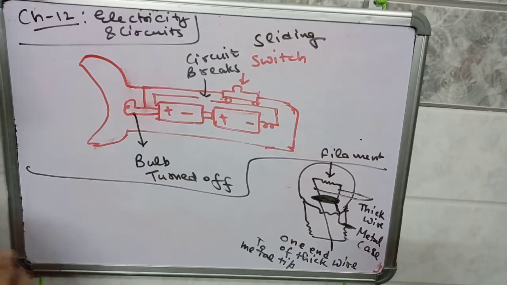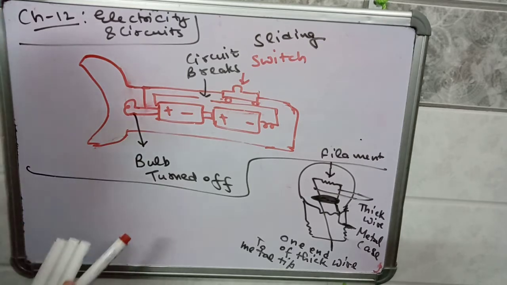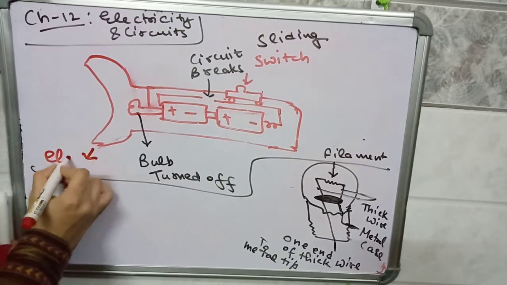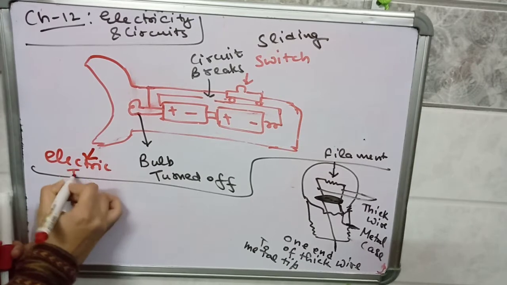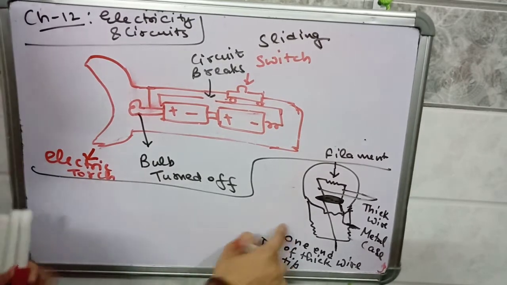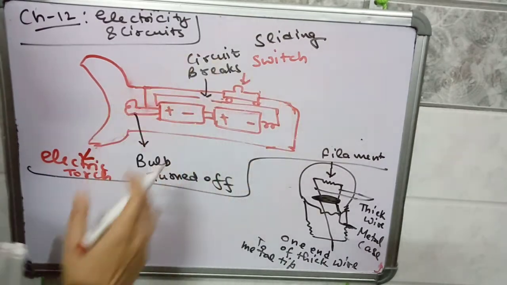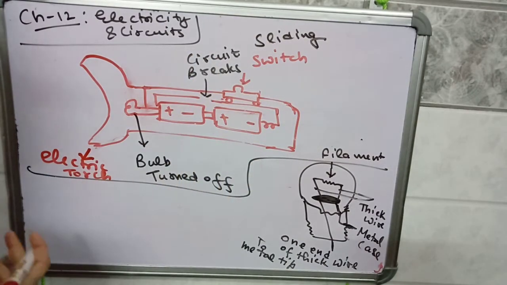Hello students, let's continue our chapter electricity and circuits, and this is the last video related to that. So here we will discuss two electrical components. One is the electric torch and another one is the electric bulb, the torch bulb. Okay, so let us discuss the electric torch first, how it is made.